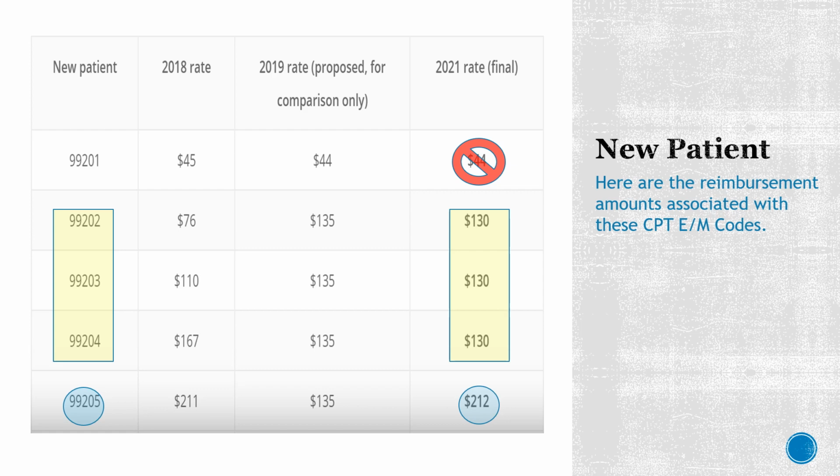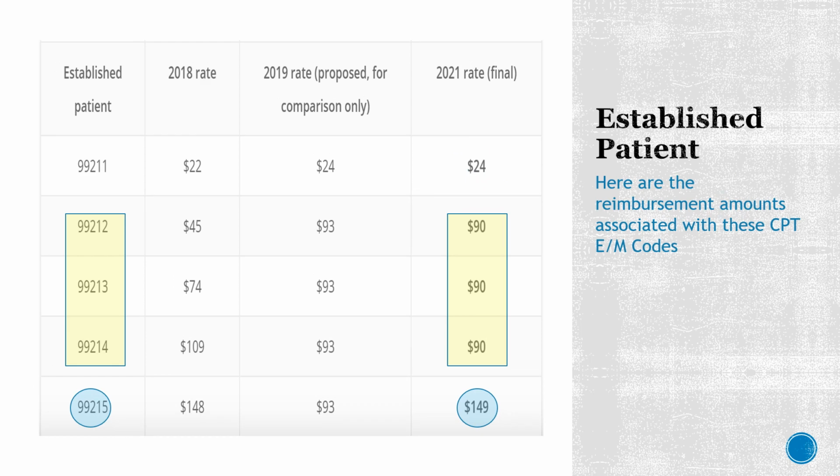assigning a 99205. Here's for established patients. Again, the reimbursement is the same for 99212, 213, and 214. Again, there is a greater level of reimbursement for a 99215. Hence the reason it might be of greater value to go through the steps with the medical decision-making process to be able to substantiate selection and assigning of a higher level of a CPT code, the highest level of a 99205 or a 99215. It's a difference between $60 to $80 reimbursement per visit.